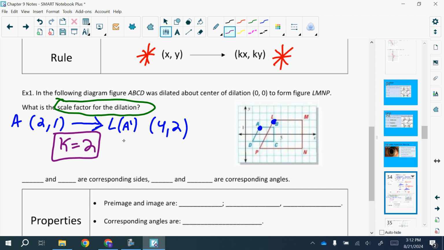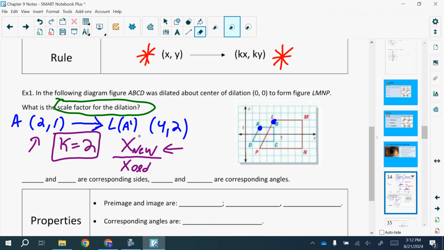You can also think of it as, you can choose x or y, but it's your new coordinate over the old one, or original: new over old. So 4 over 2 gives us 2, and 2 divided by 1 gives us 2. Because again, this is the new one, the transformed figure. The original one is 2, 1, the blue figure here.